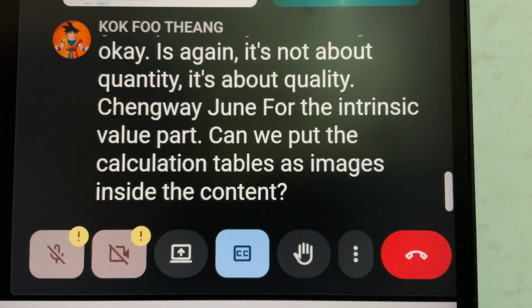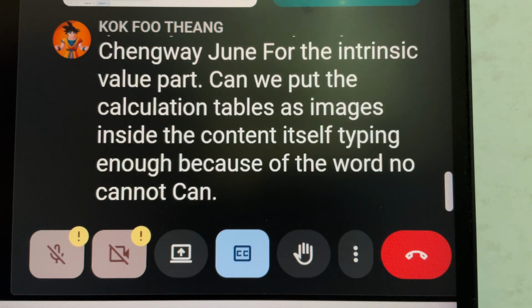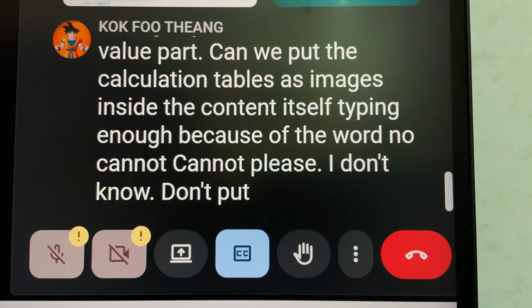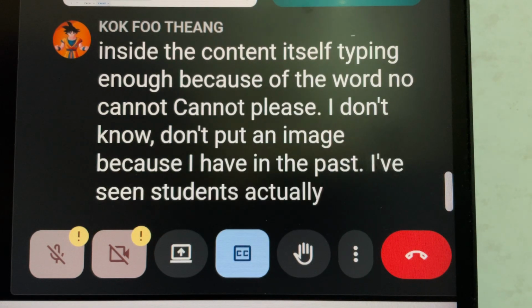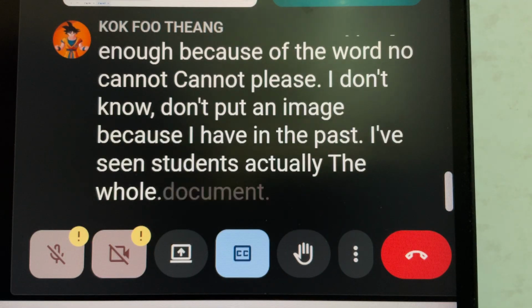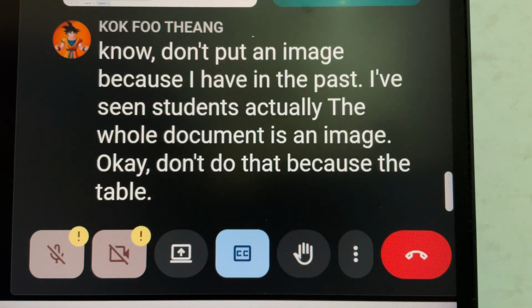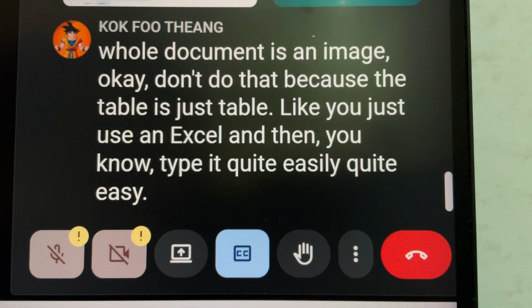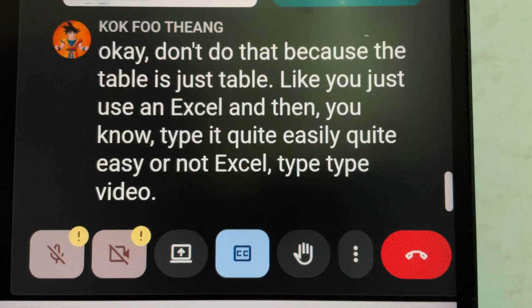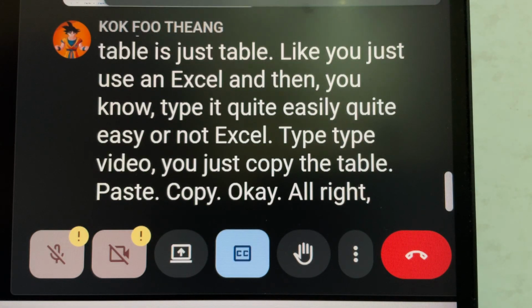For the intrinsic value part, can we put the calculation tables as images inside the content instead of typing them up because of the Word format? No, cannot. Please don't put an image. Because in the past, I've seen students where the whole document is an image. Don't do that. The table is just a table. You just use Excel and type it, quite easy. Once typed in Excel, you just copy the table and paste it.